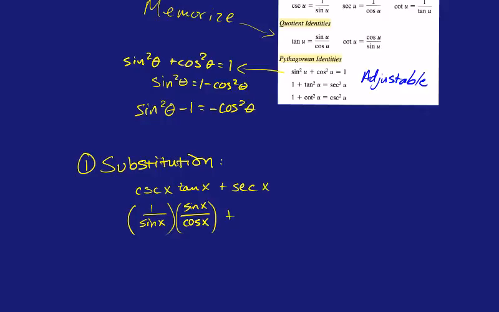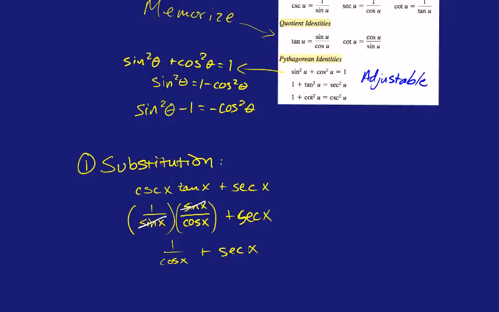And then I'm going to leave this over here for now, secant of x. Now that I've substituted in these things, you can see that there are some things that will cancel out. When we multiply straight across, sine divided by sine will reduce. And so now we'll have 1 over cosine plus secant of x.